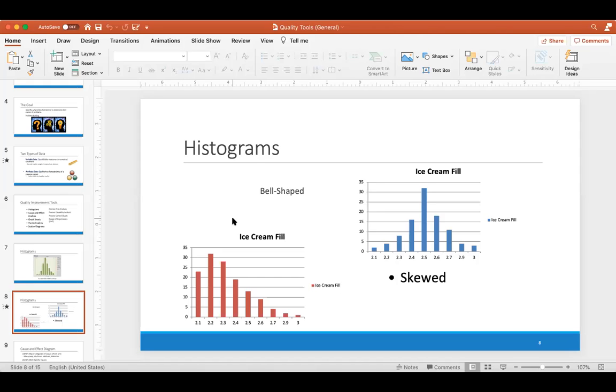So in a histogram, we're always looking for that bell-shaped curve, not just for statistical reasons, but also for practical reasons. 2.5 liters is what we want. We end up losing money if we have too much ice cream. We end up disappointing the customer, potentially losing money, if we have too little ice cream. And so we're always playing this game with histograms. Every observation we get, how is it going to look? How is it going to play out?